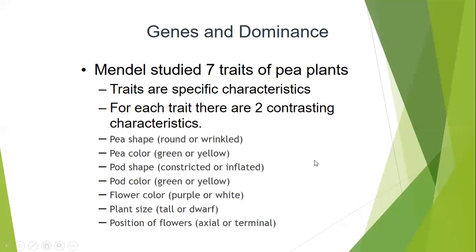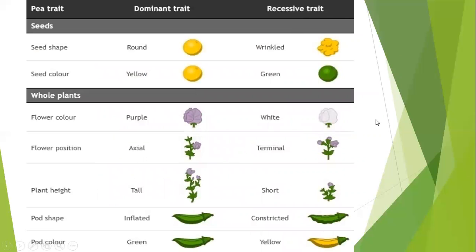This is the aspect of the pea plant having many characteristics that Mendel could study on a single plant. Pea shape, that's the actual pea that is produced. Is it round or wrinkled? The color of that pea, the shape of the pod, the color of the pod, the color of the flower, whether or not the plant is tall or short, and the position of the flowers, which we'll look at in a moment. So here is the phenotypic representation of all of these traits that he studied.